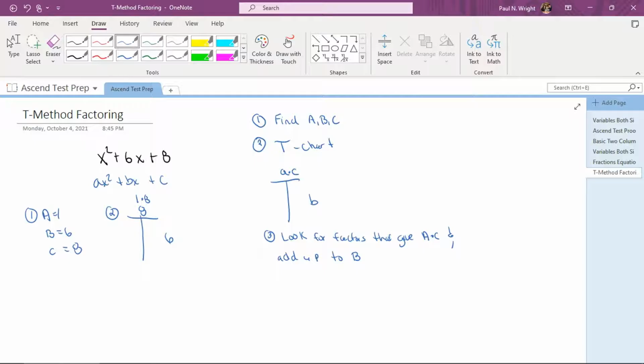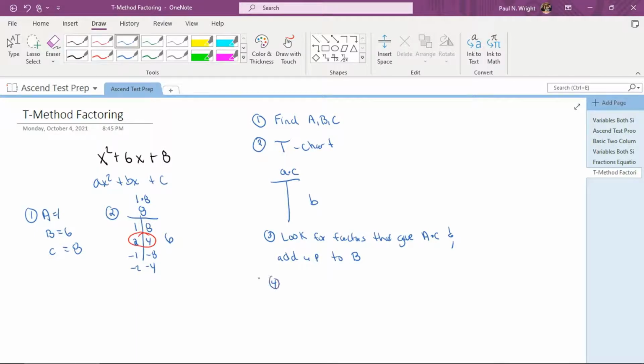Here's the tricky part. If you can't get this right away, what I suggest you to do is label all the ways you can get 8. I got 1 times 8. I got 2 times 4. I can do the reverse 4 times 2 and 8 times 1. I can also do negative 1 times negative 8. And also negative 2 times negative 4. Take a look at this list of numbers I put together and circle the pair that works. 2 times 4 gives me 8, and 2 plus 4 gives me 6. So 2, 4 is the key number pair.